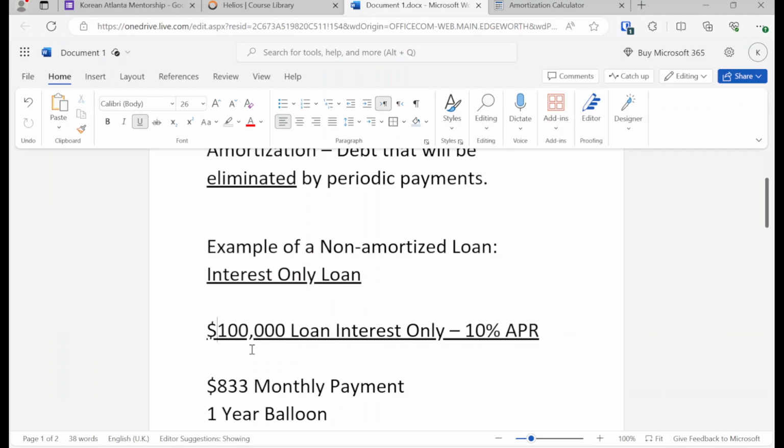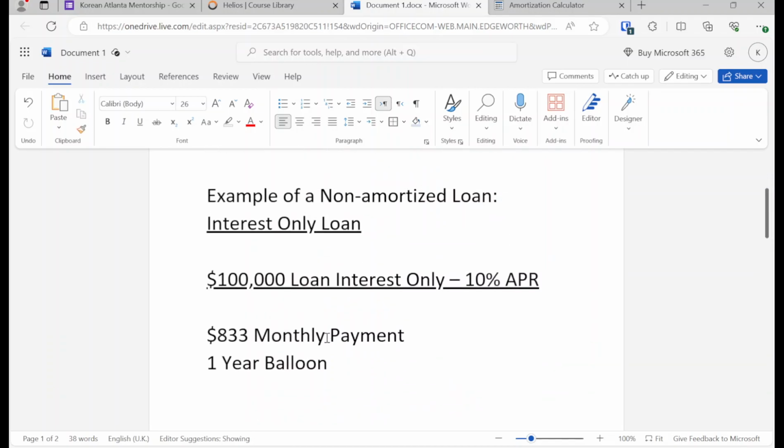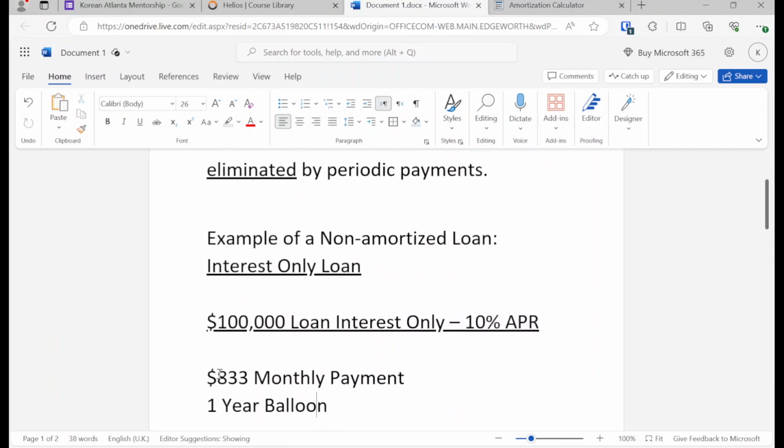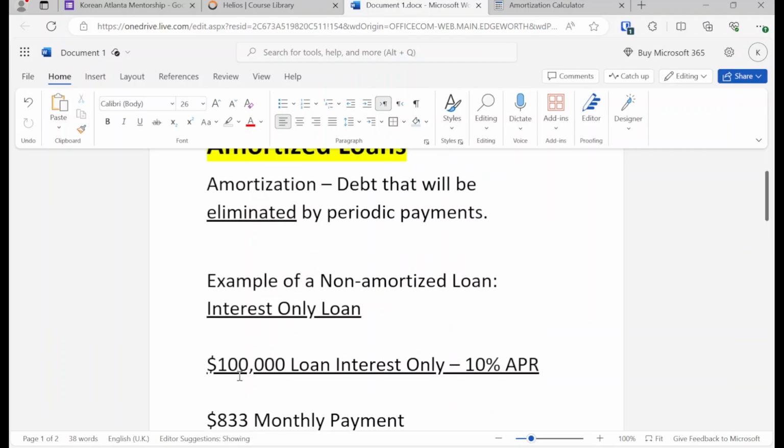So you might be asking, hey, if the balance never goes down, how does a lender get their money back? They might have terms in the loan that there might be a 1 year balloon or something like that. So you might just make $833 payments a month for 12 months, and then you've got to give me the rest of my money back, which is the $100,000 principal, right? So obviously, if you get a loan that's not amortized, the lender is going to find a way to get their money back, but not in the traditional way where you have equal payments after a certain amount of time where the loan is going to be eliminated, right?